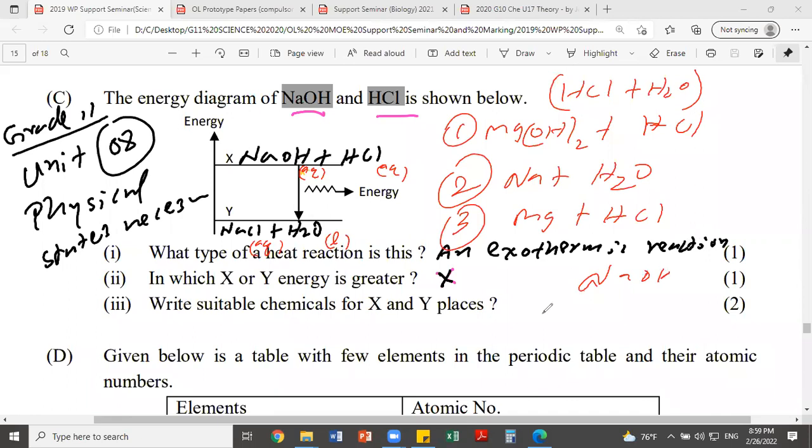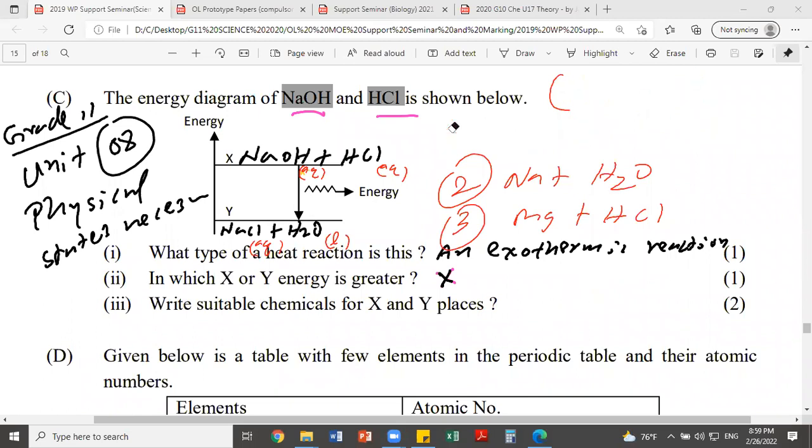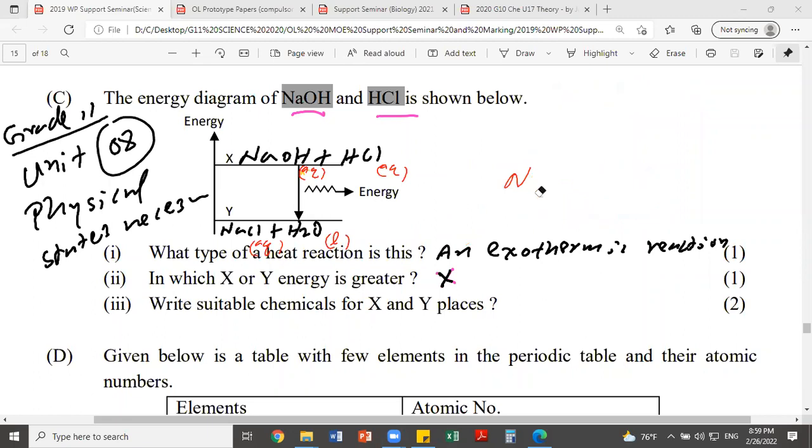And even any combustion reaction. Remember, these days LP gas, petrol, diesel are very popular. There's a big demand because of the war between Russia and Ukraine, the dollar, the barrel, this crude oil price has increased. In Sri Lanka also they can't supply the electricity demand because they don't have enough fuel to generate electricity.